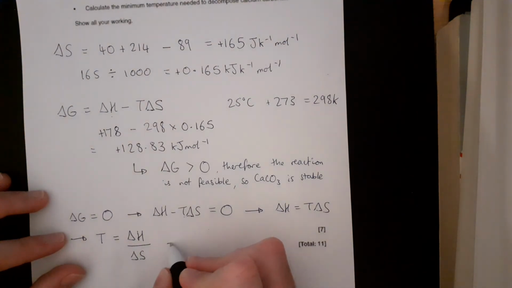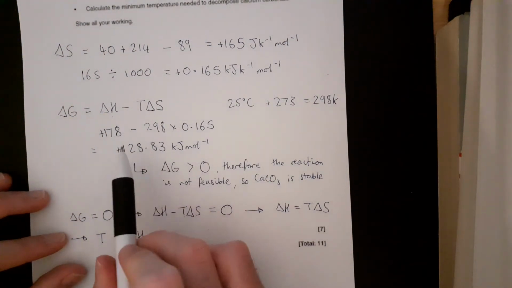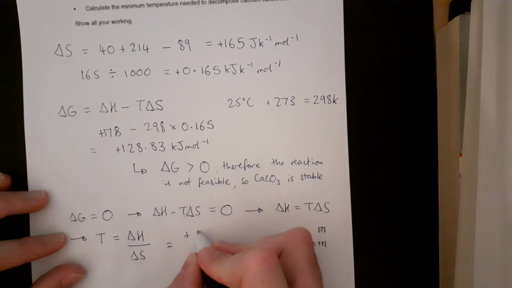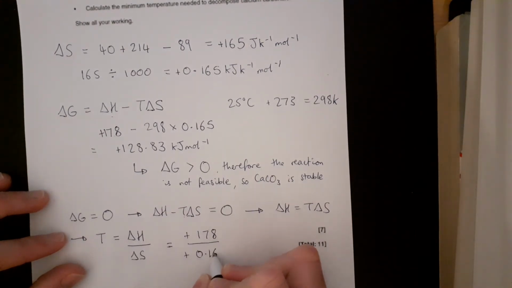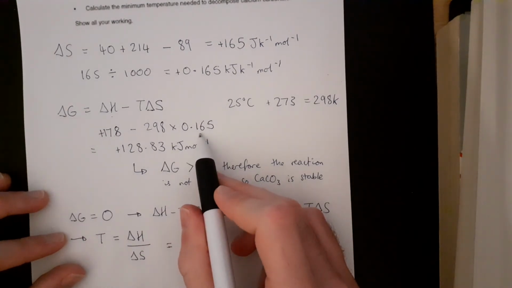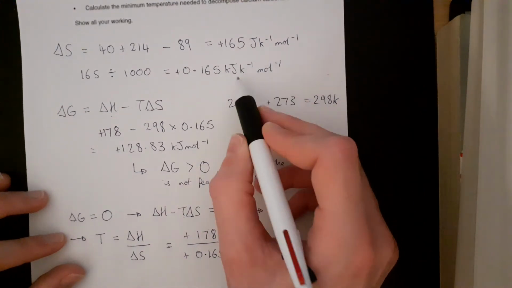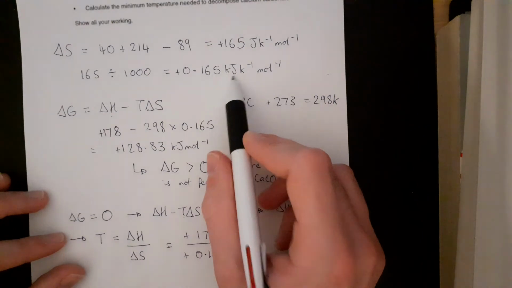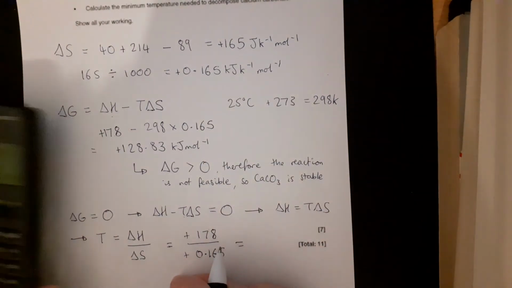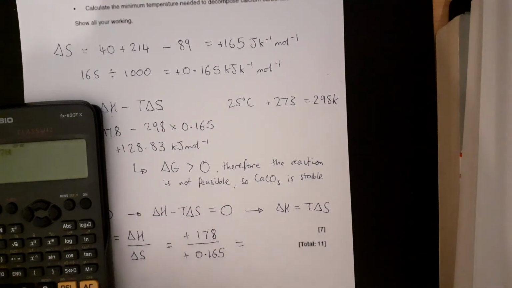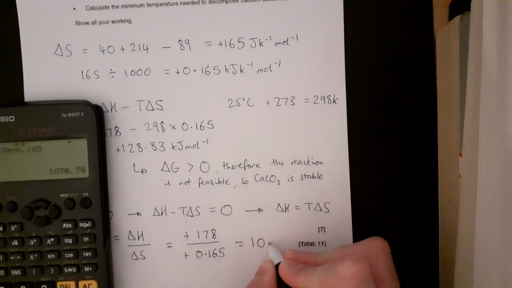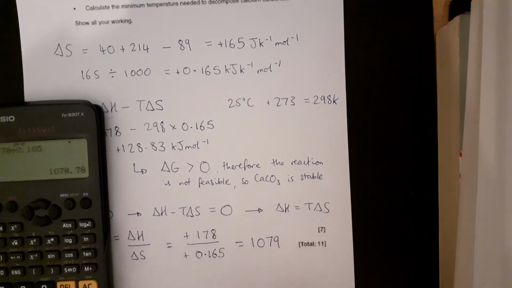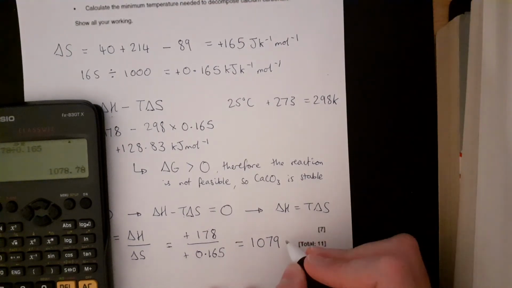And now we can substitute our values in. Delta H value was our plus 178. And our delta S value was our plus 0.165. Again, we're using this number, not this number, because it needs to be in the right units. Delta H was in kilojoules, so this needs to be in kilojoules. So we can calculate that. So we're going to do 178 divided by 0.165. And we get 1079 when I round that up. And that is going to be in units of Kelvin, isn't it?